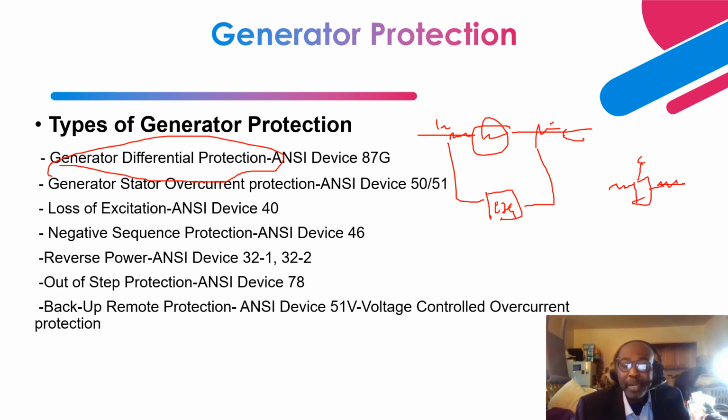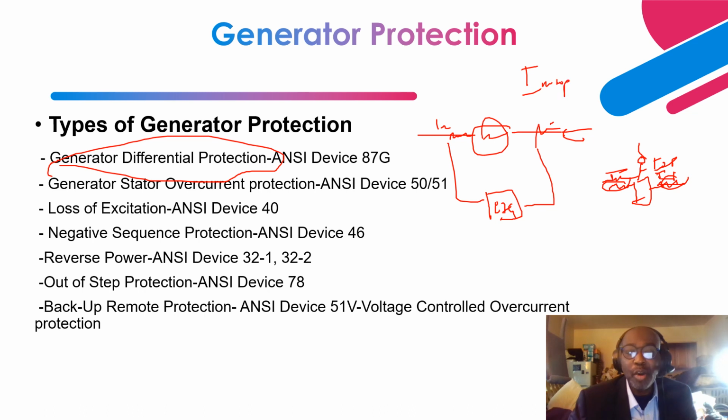Then we have the operate element based on the difference in current from here. That is when the operate current flows, right? Here is the restraint. Okay, so basically what this differential protection element is doing is measuring the current input into the generator and what is coming out of the generator to basically make a decision based on a set point of minimum operating point.